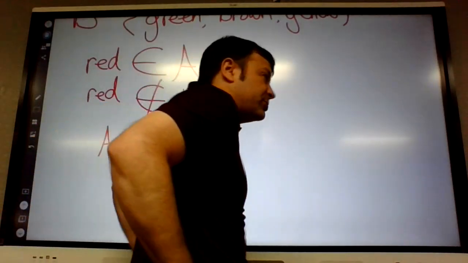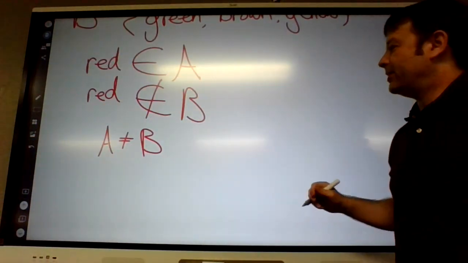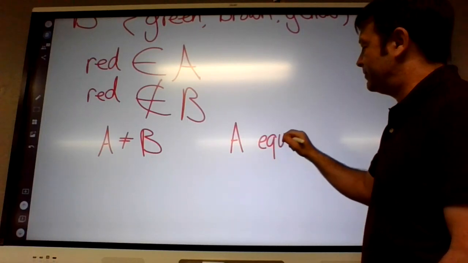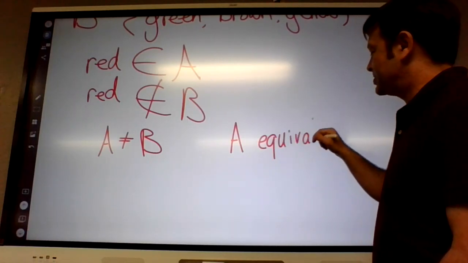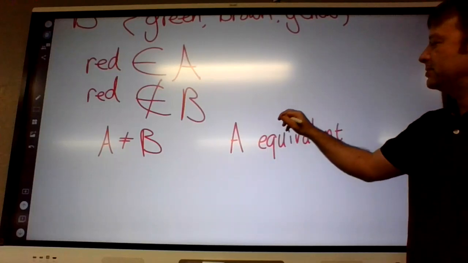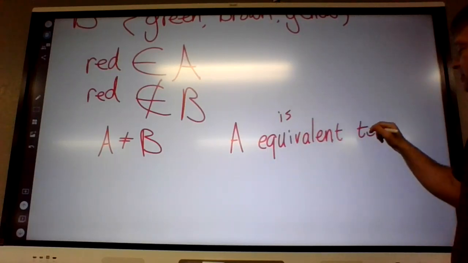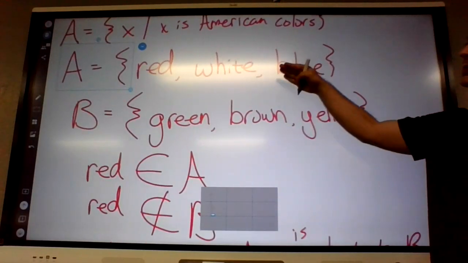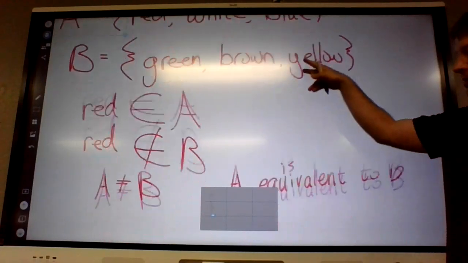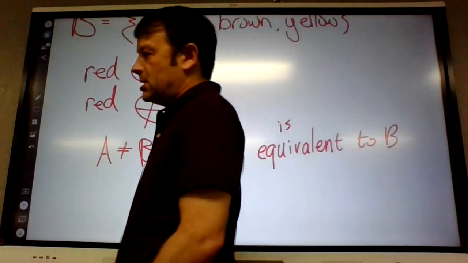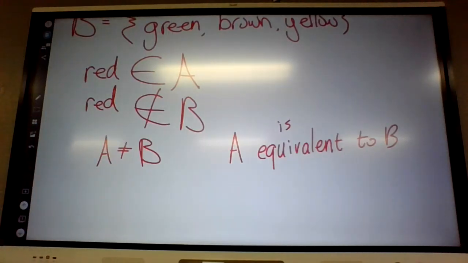However, though those sets are not equal, they are equivalent. And the only thing equivalent means is they have the same number of elements. Okay, so set A is equivalent to set B because they both have 3 elements. There's no symbol for that. All right, next.